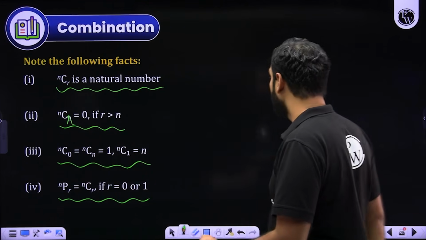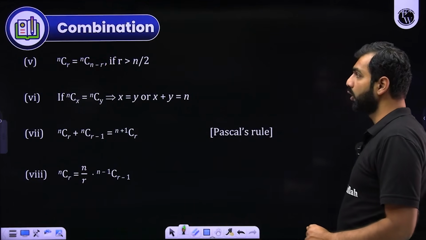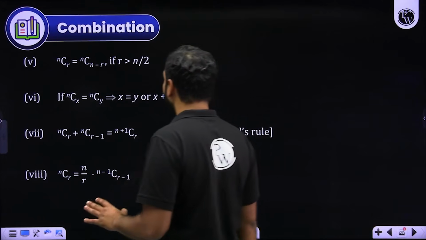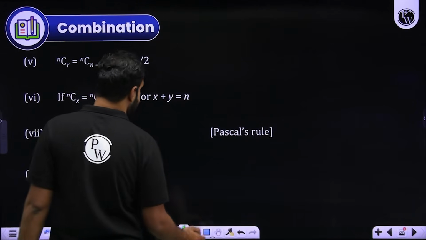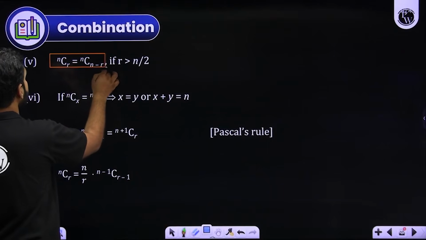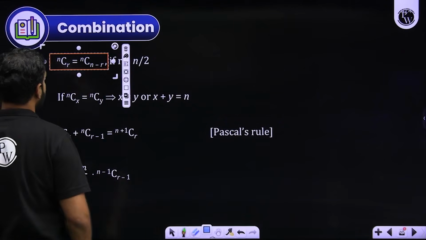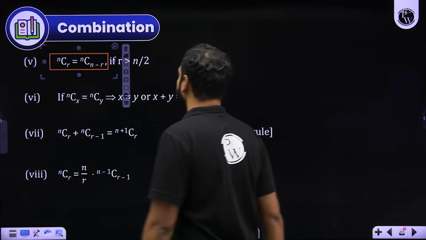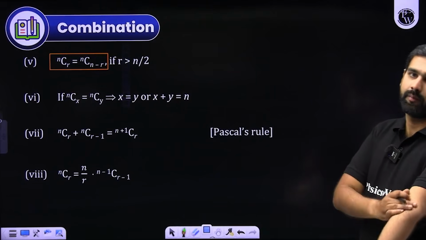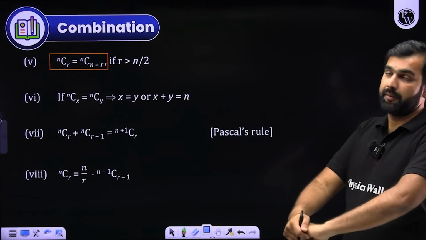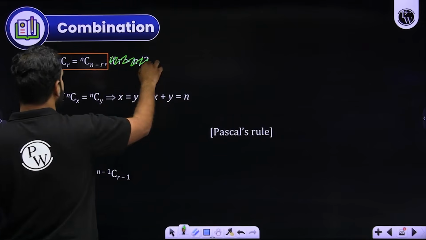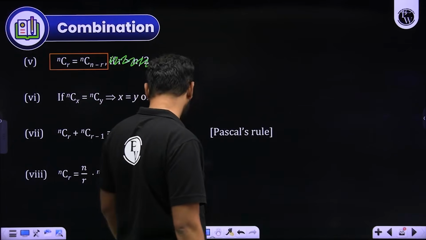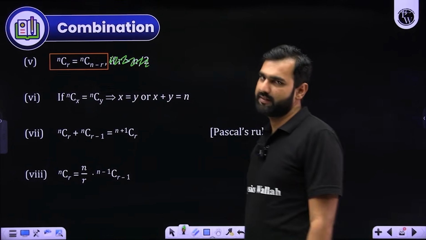Along with this, there is one more very important conclusion, which is very much loved by IIT JEE, that nCr is always equal to nC(n minus r). Always remember that. What do I mean by that? Here there is no constraint; you need not use any constraint over here. I'll always say that nCr is always equal to nC(n minus r).